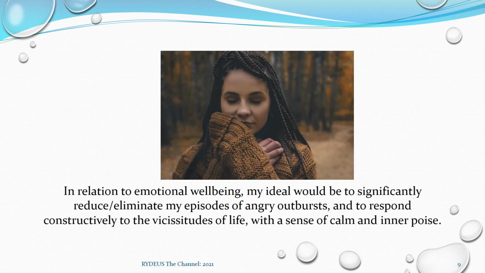Another example, if we're talking about emotional well-being, I can say my ideal would be to significantly reduce or eliminate my episodes of angry outbursts and to respond constructively to the vicissitudes of life with a sense of calm and inner poise. So ideally, I would like to not engage in angry outbursts. Ideally, I would like to minimize it or totally eliminate it. And I would like to respond constructively to life's ups and downs.